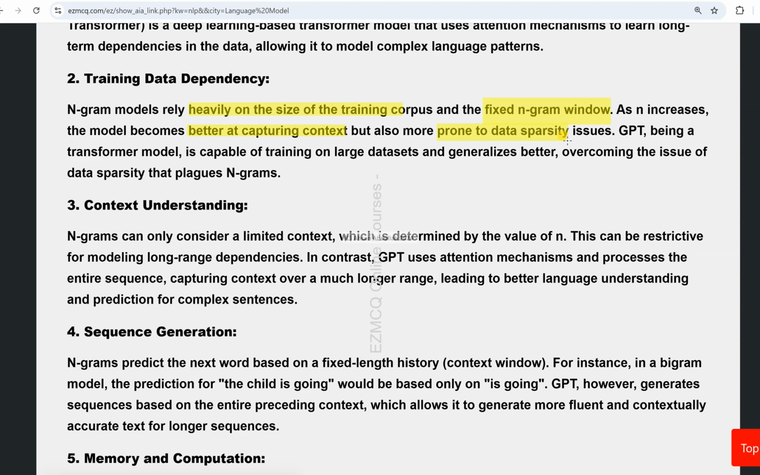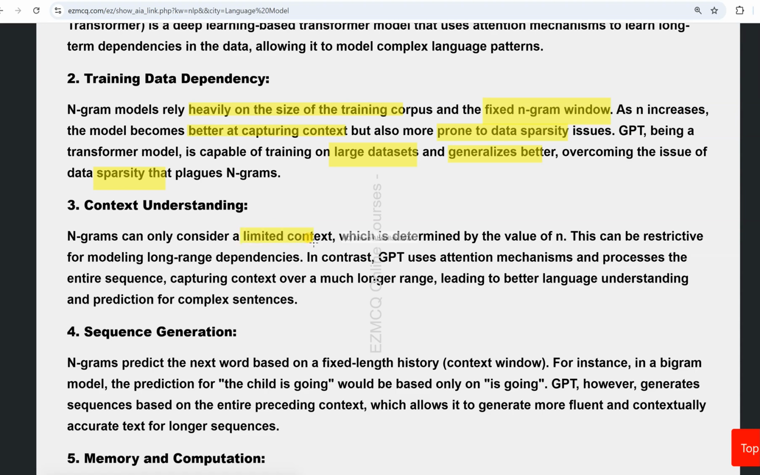GPT is a different thing. It is a transformer model and it is capable of training on large data sets. And it is not a fixed window. So it generalizes better. And it doesn't have those kinds of issues with data sparsity. Now, context understanding.